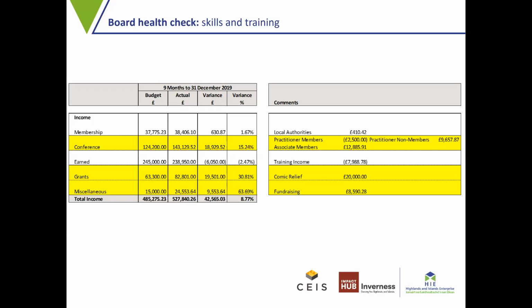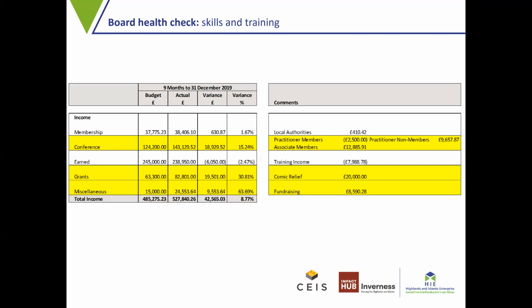The conference income was £18,929.52 greater than budgeted. The comment section shows that the organisation didn't get as many practitioner members as they thought, with a shortfall of minus 2,500, but they gained 12,885.91 more from associate members and 9,657.87 more from practitioner non-members.